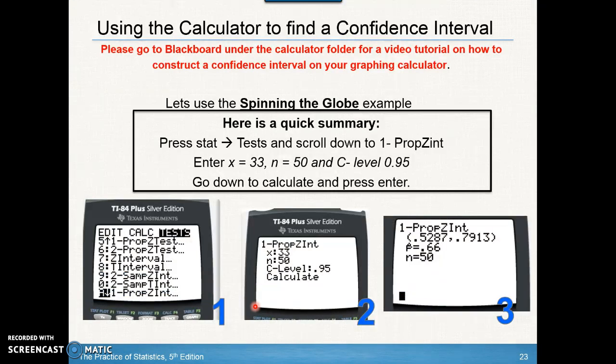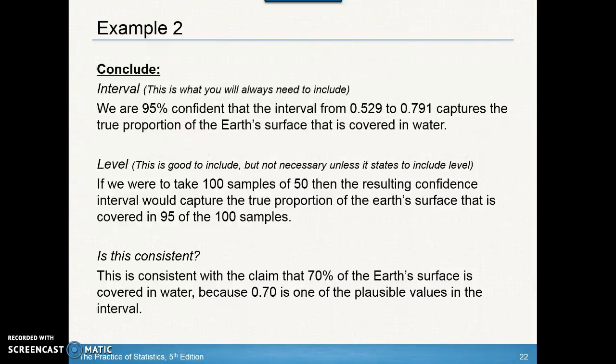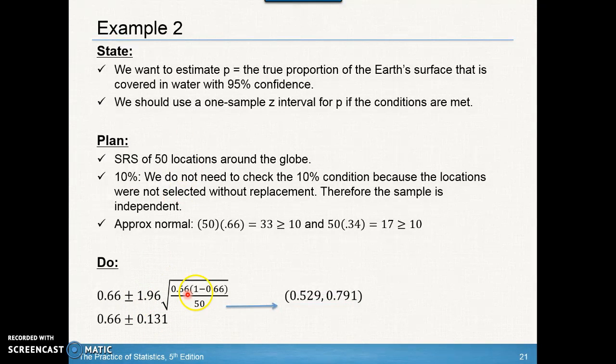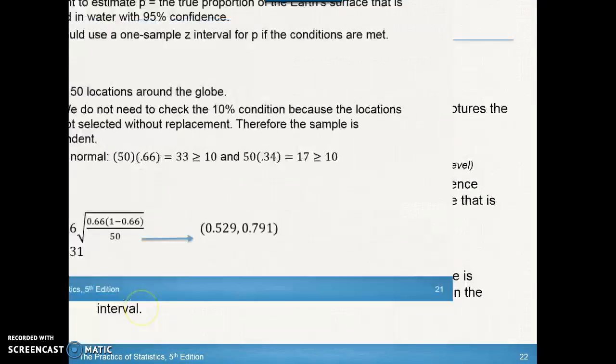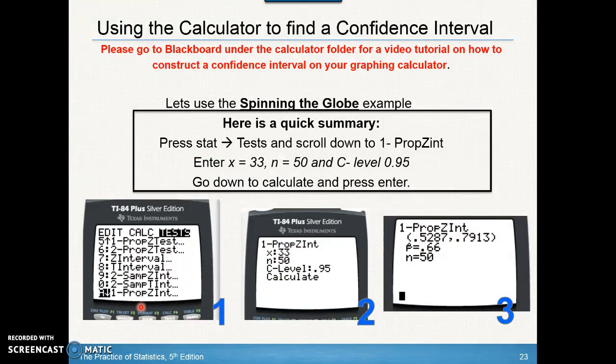All right, now you can use your calculator to find a confidence interval. So go ahead and go to Blackboard. Under the calculator folder, there's a video tutorial on how to construct a confidence interval. You are more than welcome to use a calculator to do this. However, you still are going to have to show these plugins. I personally use a calculator every single time. I just show these plugins right here. You don't even have to show this step, but you do have to show the initial plugin for that first step. So how can you do this on your calculator?